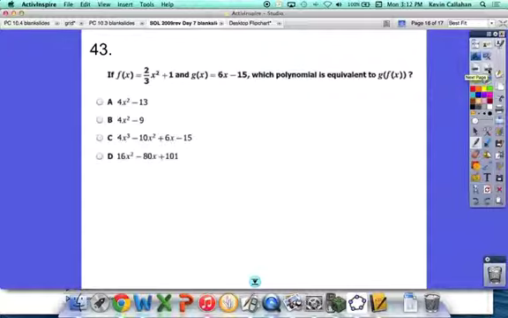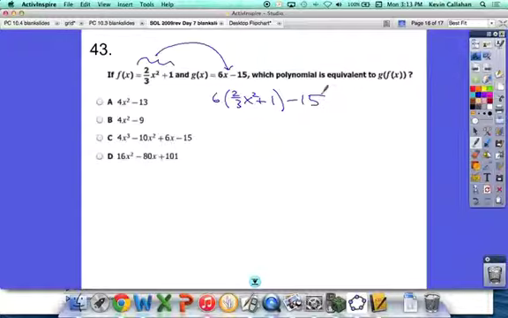Okay, find a composition. Which one? B? The right answer is B. Now, we're doing g of f of x, so we're taking this and stuffing it in there. So it's going to be 6 times, oops, I'm saying 6 and I'm writing something different, 6 times 2/3 x squared plus 1, minus 15.